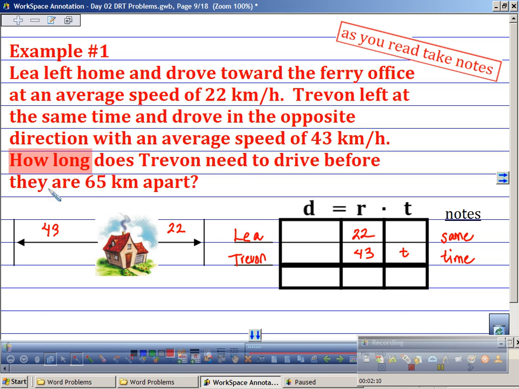Let's talk about this part. How long did it take him before they were 65 kilometers apart? We don't know how much either one of them drove, right? We know their speed. We don't know how much they drove, but we do know that if we add their distances together, how far did they drive? So if this is the house, and Leah went this way, and Trevon went that way, and then we said stop, then he went a certain amount of distance, and she went a certain amount of distance, but when you add them together, they're 65.